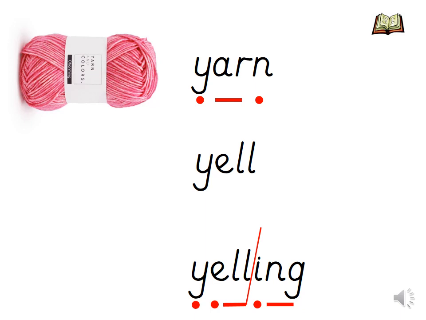Now, the word at the bottom is a challenge word. It's a polysyllabic word. Have you spotted something that's the same as the word that we've just read? Okay, that's a nice big clue, isn't it? Let's see if we can read the word. Y-e-l, yell, i-ng, ing, yelling, yelling. The word is yelling. Can you see that I've added the suffix ing on the end of the word yell?